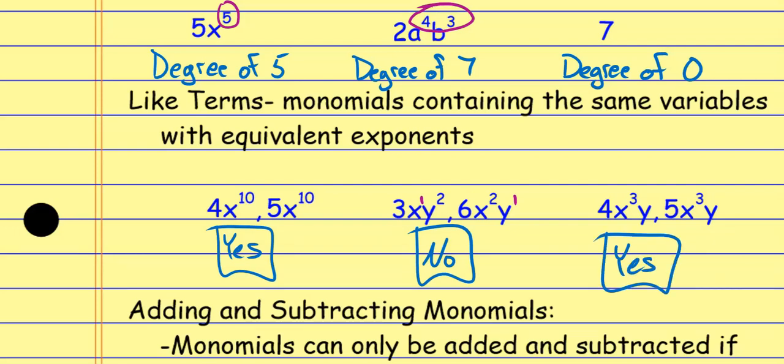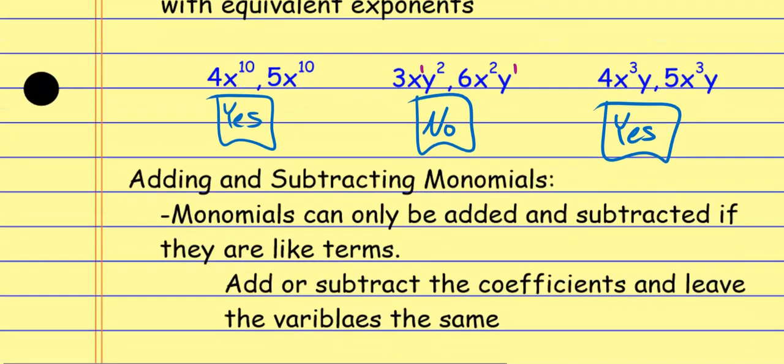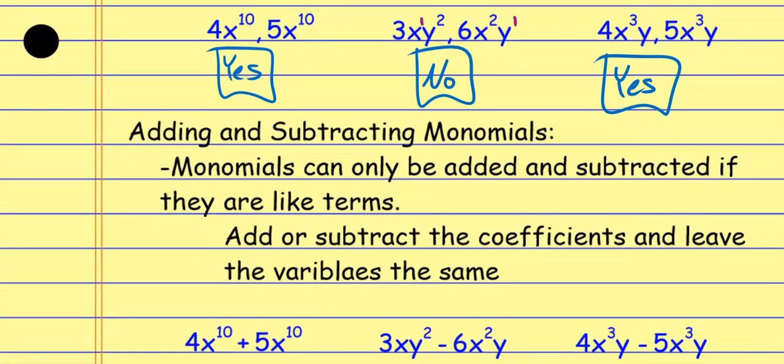Okay, and it's important to be able to identify like terms because we need like terms in order to do addition and subtraction. So adding, subtracting monomials. This only works if they have like terms. So monomials can only be added or subtracted if they are like terms. And to do the addition or subtraction, I add or subtract the coefficients and I leave the variables the same.